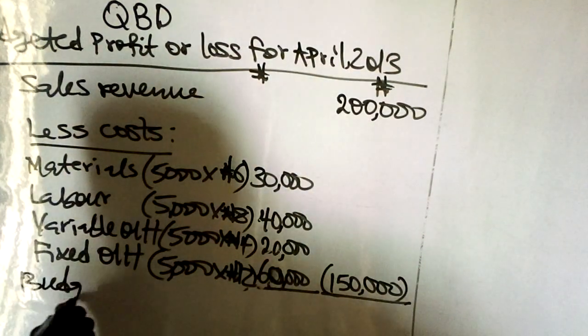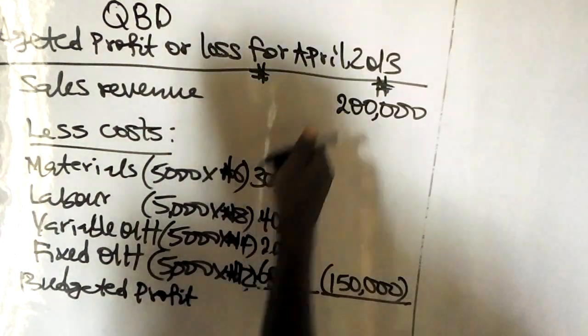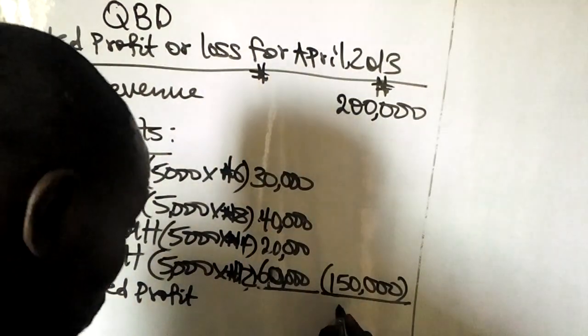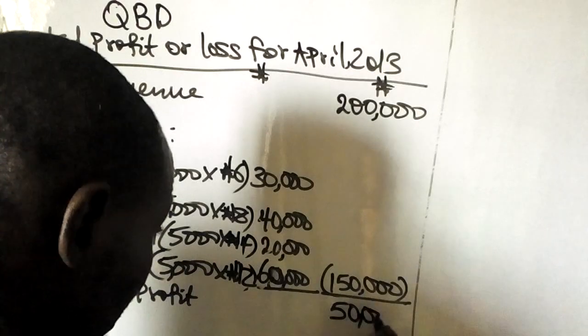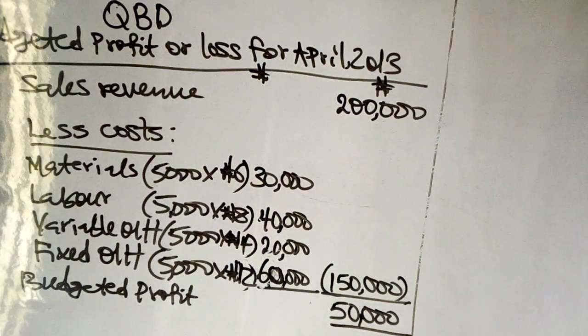Budgeted profit: 200,000 minus 150,000, then you'll be left with 50,000 as the budgeted profit. Therefore, our budgeted profit is 50,000.